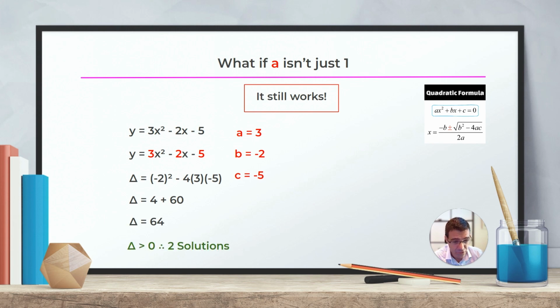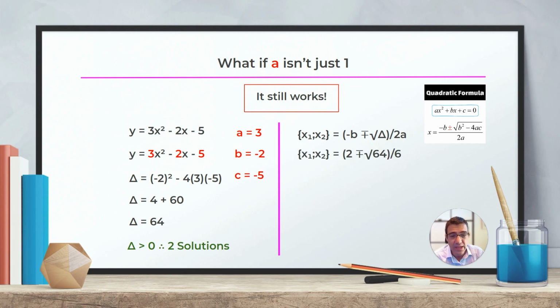So again, we're going to have two solutions. The square root of 64 is 8. It's a perfect square, so that's beautiful. Works out really well. x1, x2 are going to be minus b plus or minus the square root of delta over 2a. Minus b will be positive 2 because b is negative 2. And then plus or minus the square root of 64, so plus or minus 8.